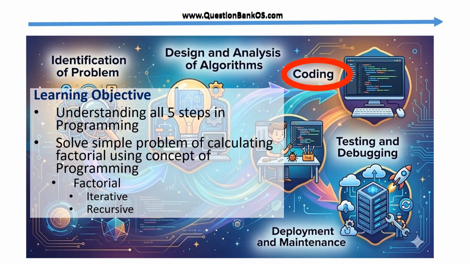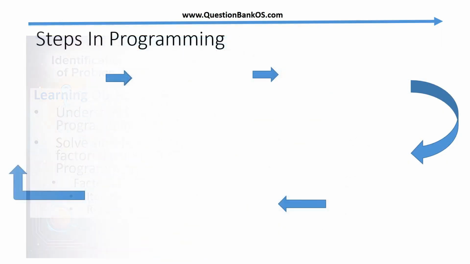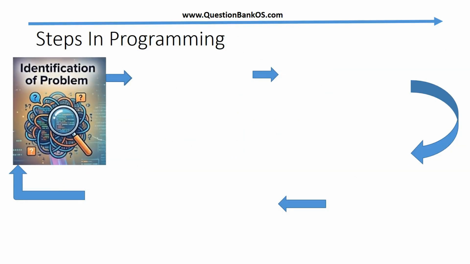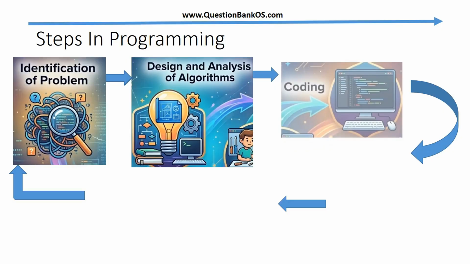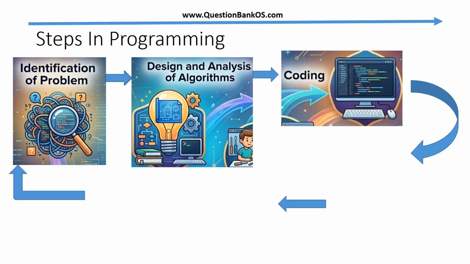5 steps in programming are as follows. Step 1 is identification of problem, which is also known as problem definition. Step 2 is design and analysis of algorithm, which involves writing very basic, clearly defined instruction, which can be executed on machine to produce desired result. Step 3 is translating algorithm to statements of programming language like C, and this step is known as coding.